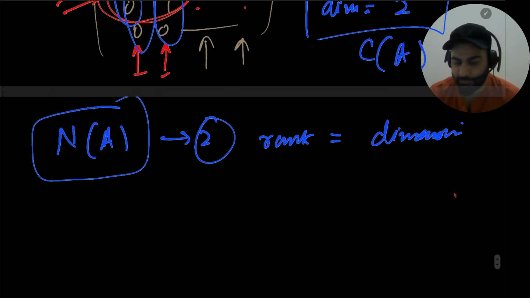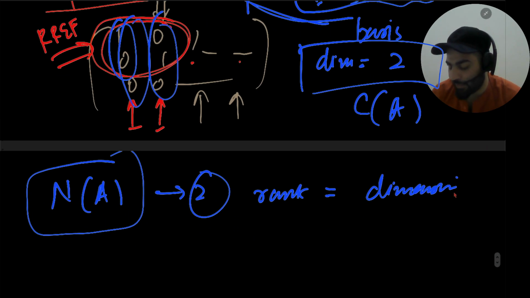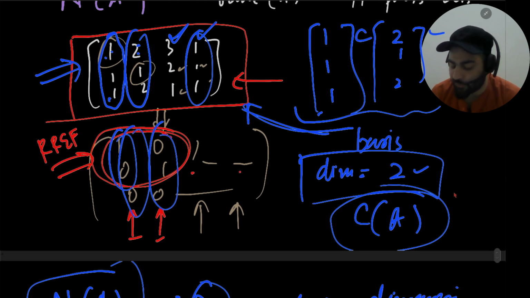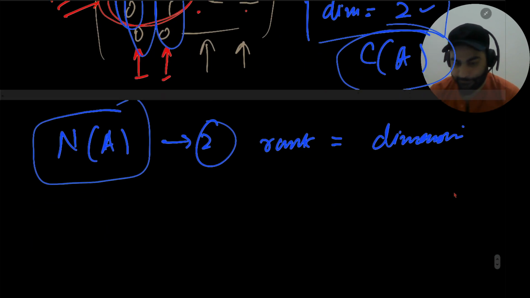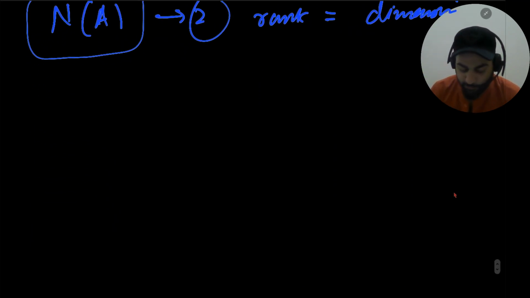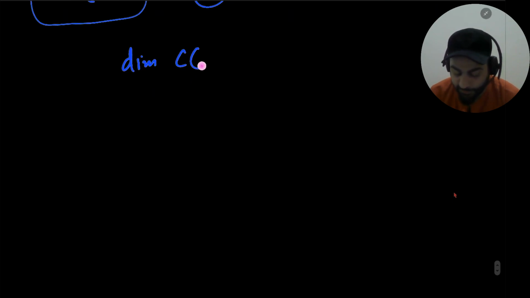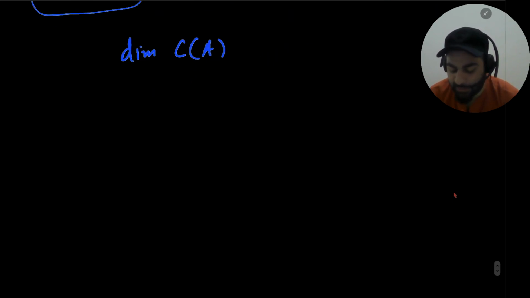Now as I also showed you, the column space of A has these two bases. So the dimension of the column space is 2. I think we still have some time left, so we can see it. What I can tell you is that the dimension of the column space of A is equal to the rank. Can I establish this?